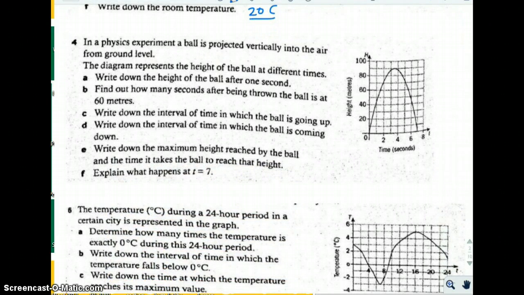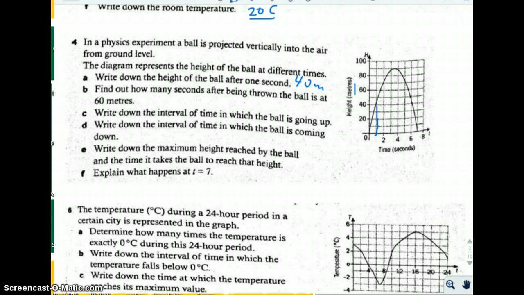In a physics experiment, a ball is projected vertically into the air from ground level. The diagram represents the height of the ball at different times, okay? So write down the height of the ball after 1 second. Well, after 1 second, it would be right here. Height of the ball would be what? 40 meters, right? 40 meters.